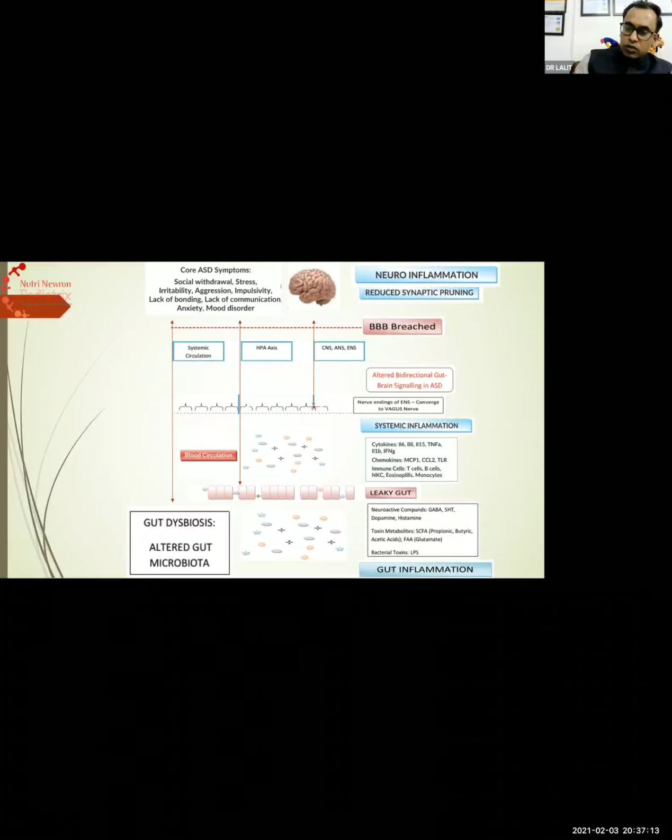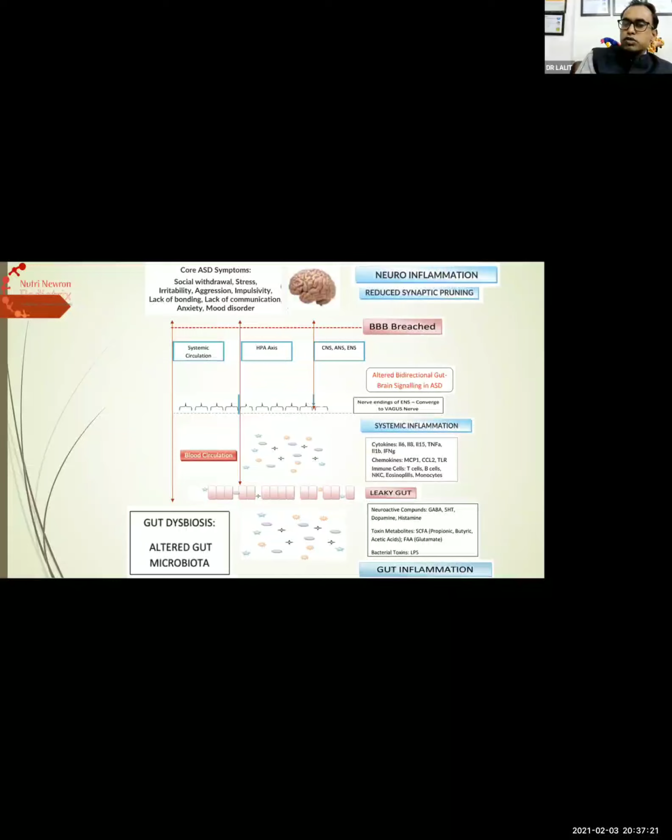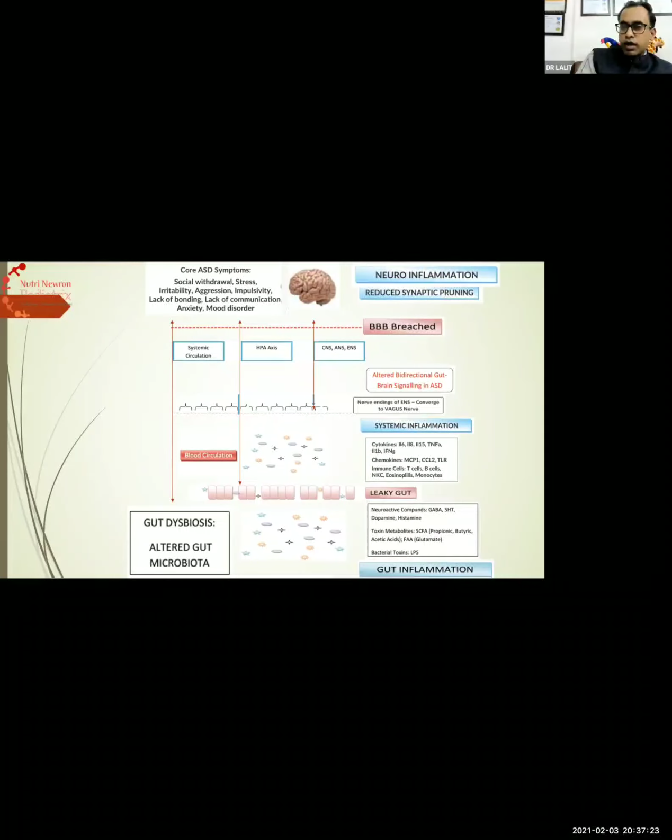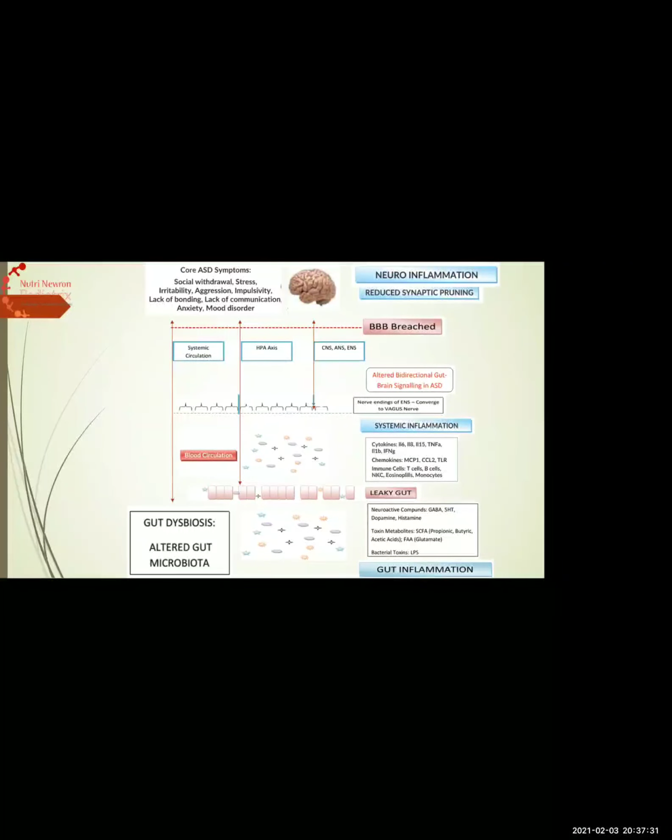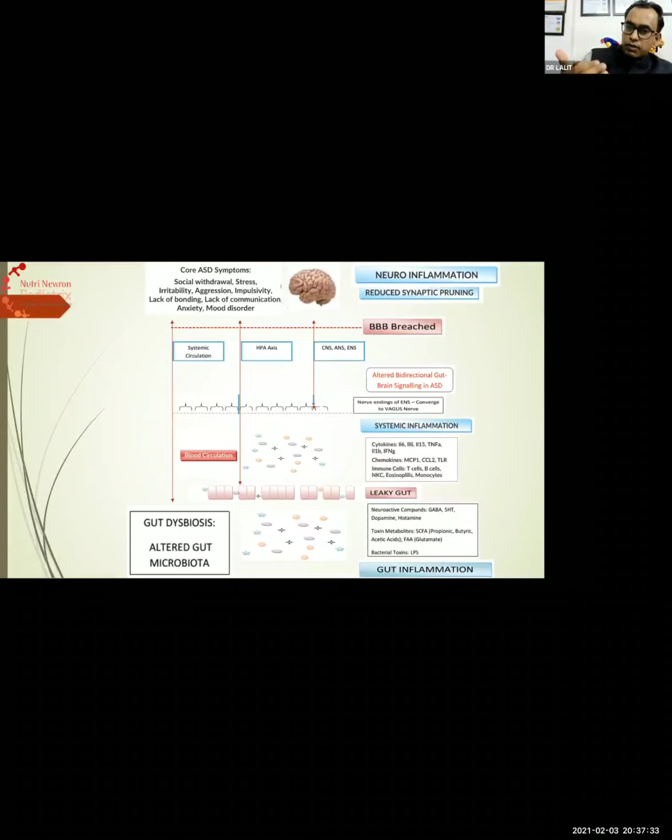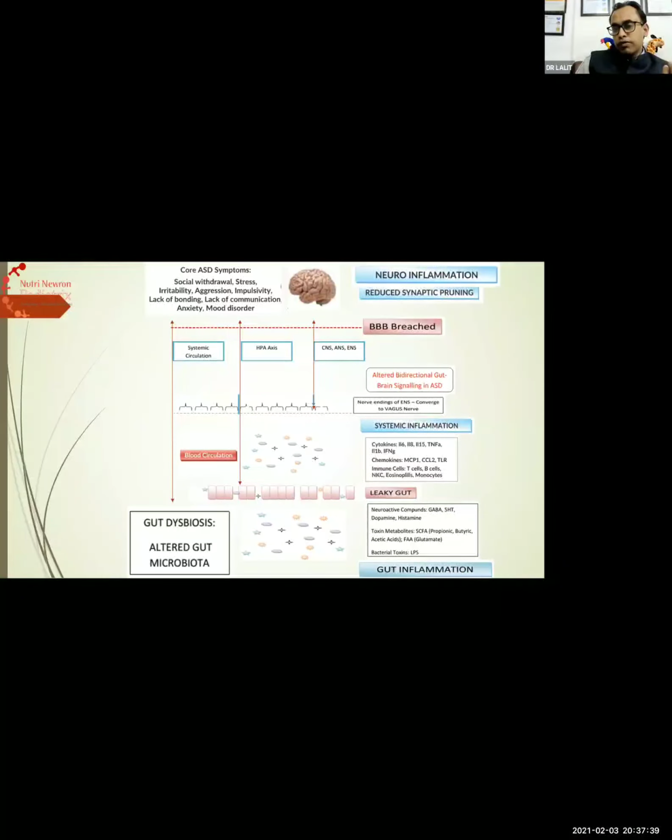And why is it dysregulated? Because of the release of these toxins, short chain fatty acids and other interleukins, because of the disturbance of the gut microbiota, or gut dysbiosis. And this gut dysbiosis starts in the womb or during the conception period. All these factors then cross the blood brain barrier, cause inflammation, cause reduced synaptic pruning, and can worsen the symptoms of ASD.